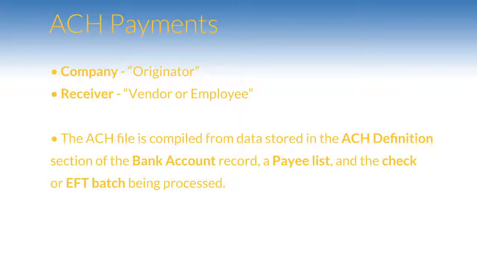The ACH file created by PrintBoss is compiled from data stored in the ACH definition section of the bank account record, a Payee List, and the check or EFT batch being processed. Complex scripting attached to the PrintBoss check form creates the file. A user will almost never need to edit the script. Instead, they will simply enter specific information, which will be used in the ACH file header record, the ACH company batch record, and the PrintBoss Payee List. The rest of the required information will come from the check or EFT batch as it is processed.